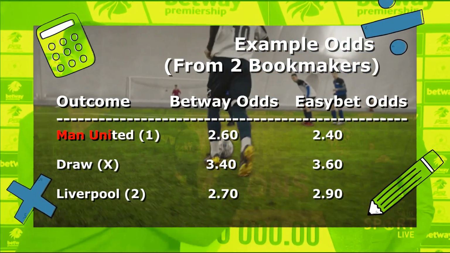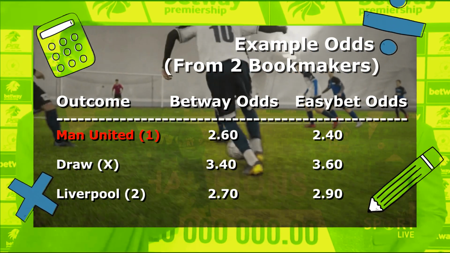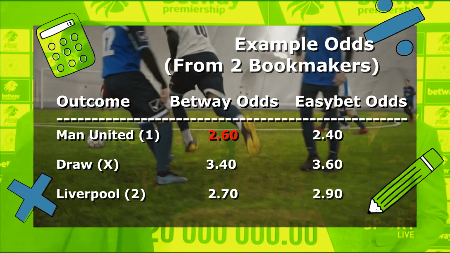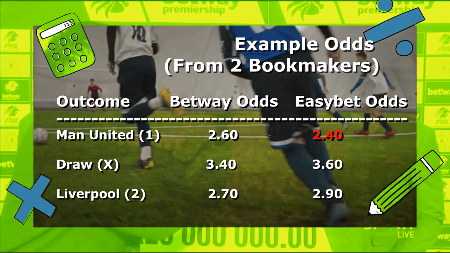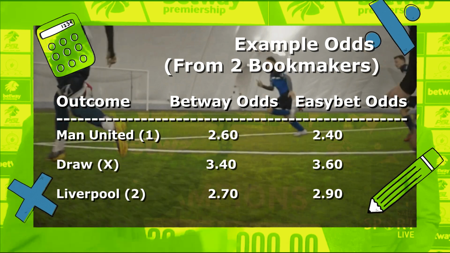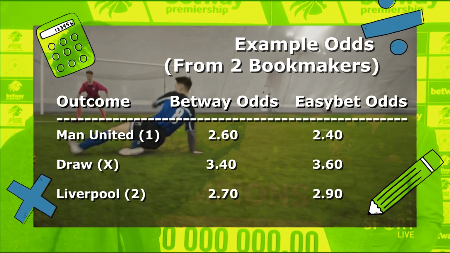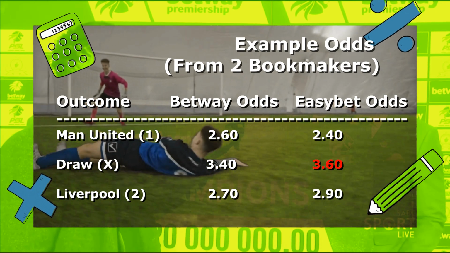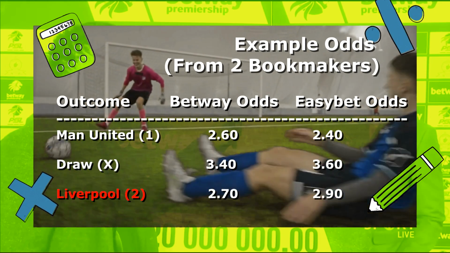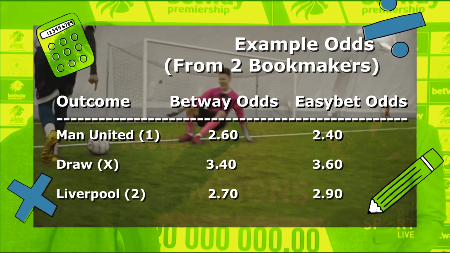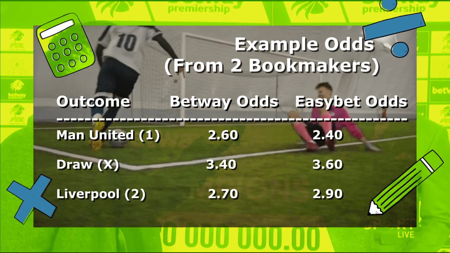And the outcome for a home win, Manchester United, with Betway would be 2.6, while with EasyBet it would be 2.4. Then we have an outcome of a draw, Betway would have 3.4, and EasyBet would have 3.6. And then we have Liverpool as the away win outcome, with Betway odds of 2.7 and EasyBet odds of 2.9.